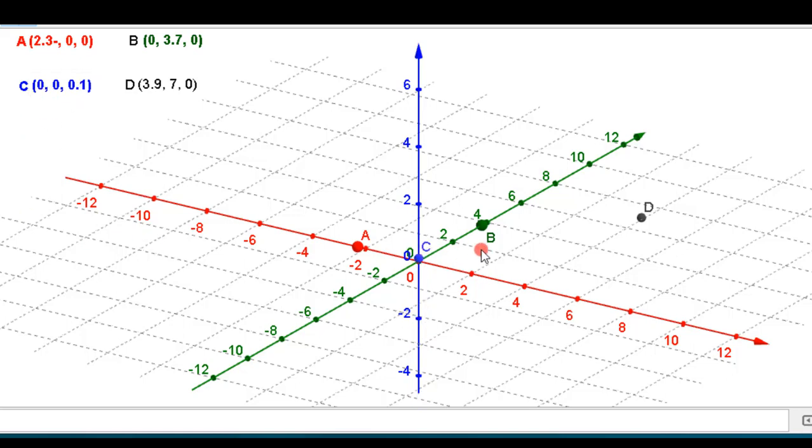And if we locate point D, which is in the plane XOY, so this point moves on this plane.